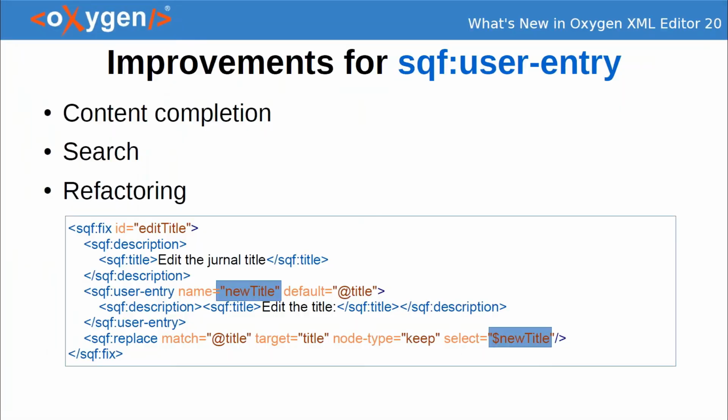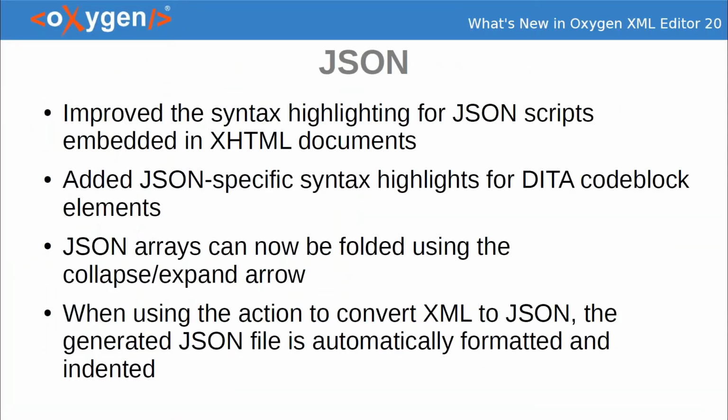For JSON, we added some improvements on the JSON scripts from the XHTML documents, and we also added syntax highlighting for DITA code block elements. There are also some improvements on the folding part, so we can expand and collapse arrays now, and the pretty print was improved in the new version. I will not get into detail here. Maybe I'll have time in another webinar.